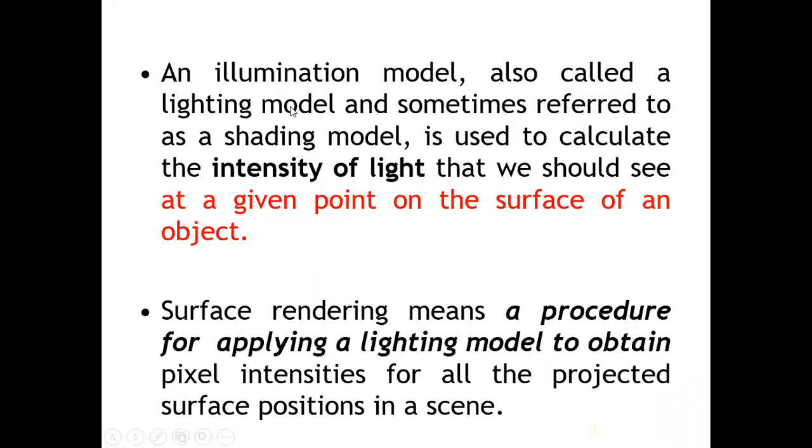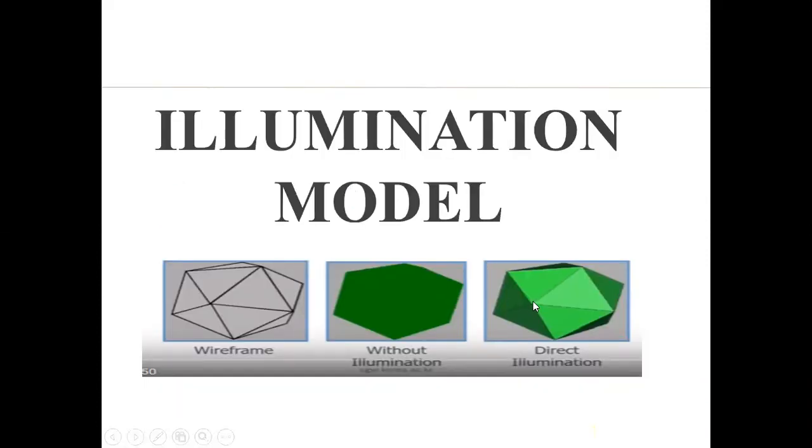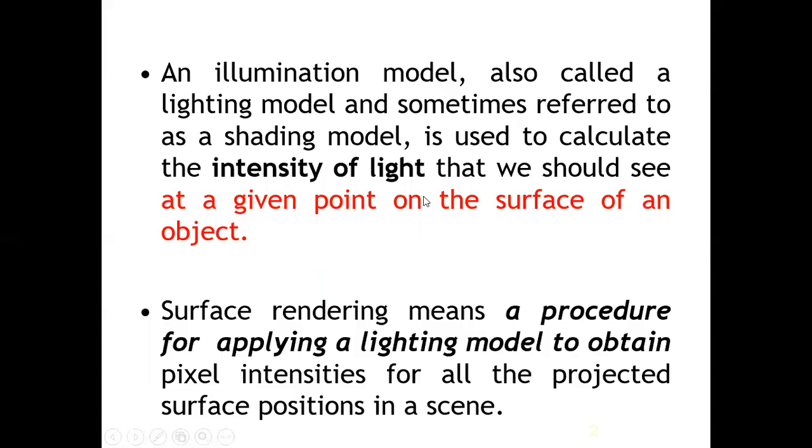An illumination model is also called a lighting model, and sometimes it is also referred to as a shading model. It is basically used to calculate the intensity of light that we should see at a given point on the surface of an object. This is the entire object, but light is incident on only this particular part of the object. So measuring or calculating the intensity of light at a given point on the surface is what we call the illumination model.